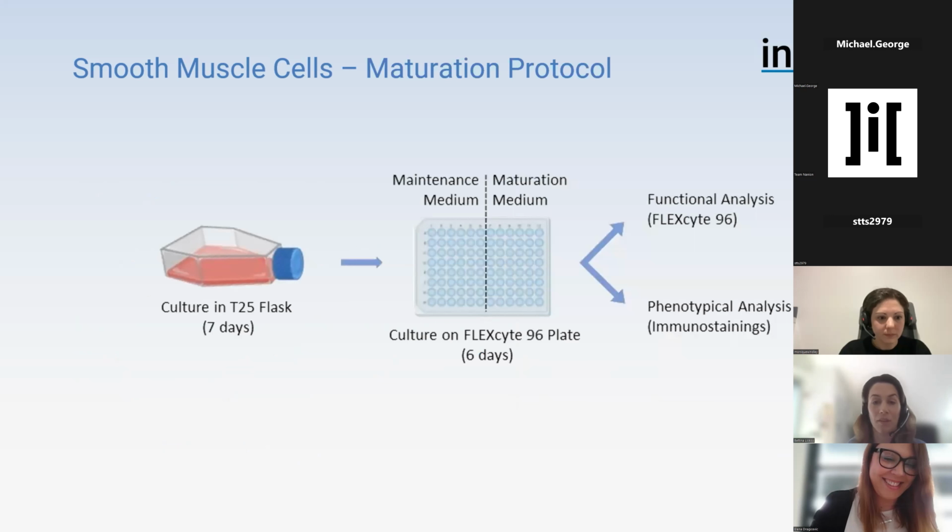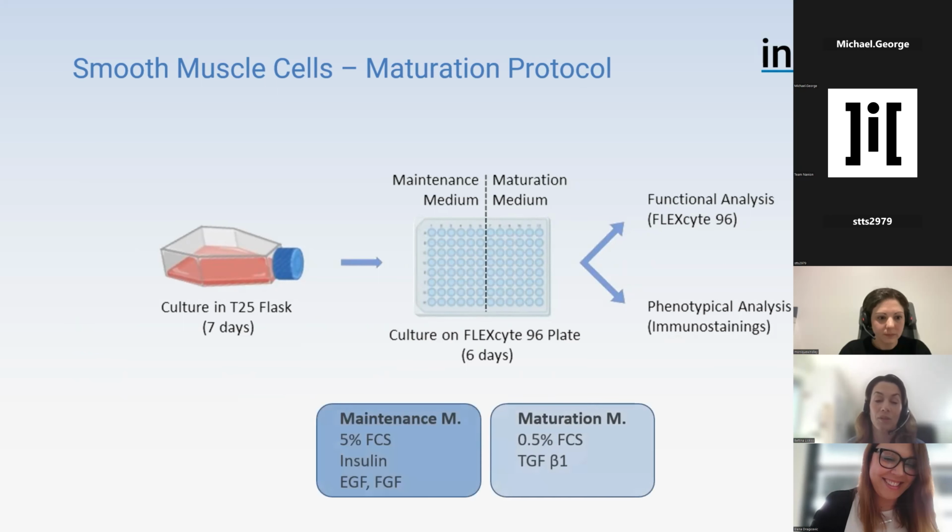We fiddled about with quite a few different setups, always having the cells in culture for 7 days before plating them onto the FLEXcyte plate, with half of the plate in maintenance medium and the other half in a maturation-style medium, looking for which one would be best for a functional readout with the FLEXcyte, as well as the phenotypical analysis where we did some immunostainings. The one that worked best for us was a reduction of everything in the medium, going from 5% FCS down to 0.5% FCS, and also getting rid of the growth factors EGF and FGF completely.